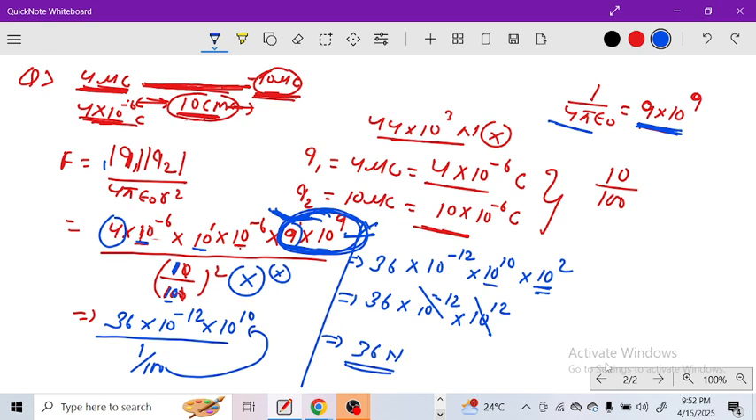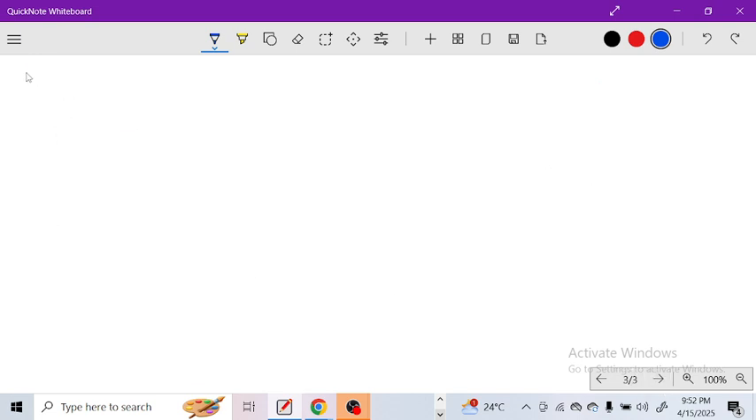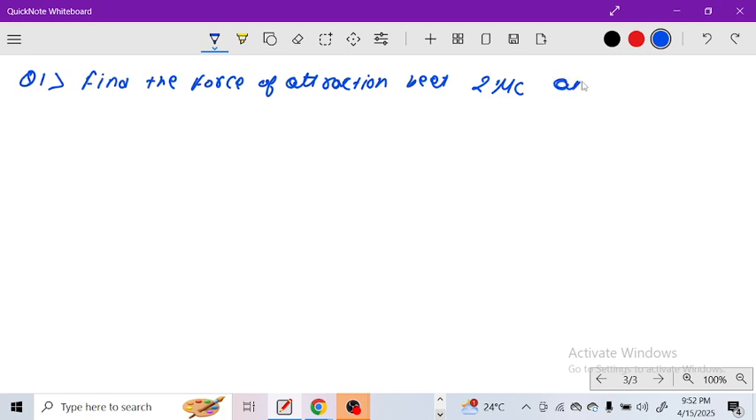Done, sir. Okay, so let's do one more question, Kavya. Write: find the force of attraction between 2 microcoulomb and 12 microcoulomb separated by a distance of 10 centimeter.